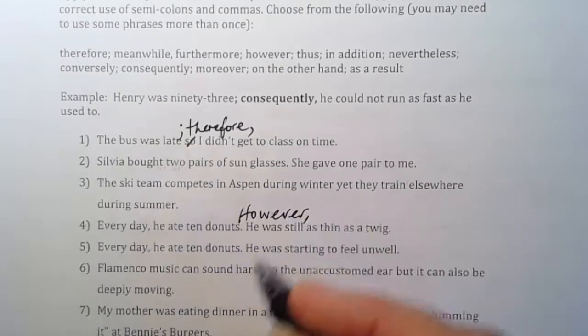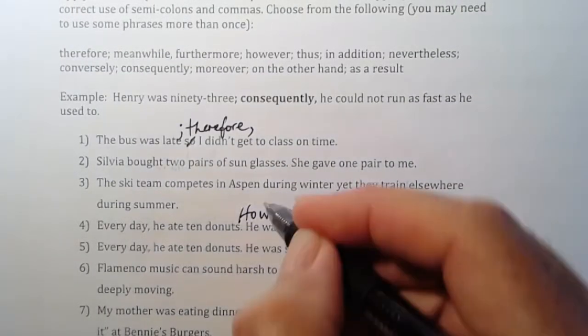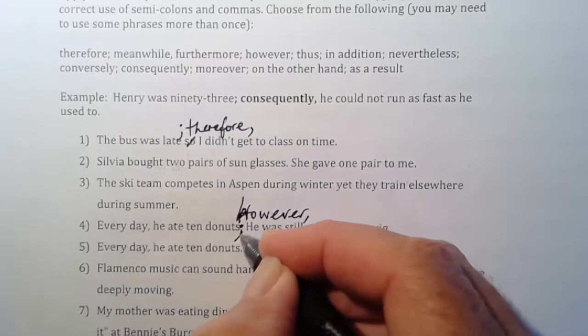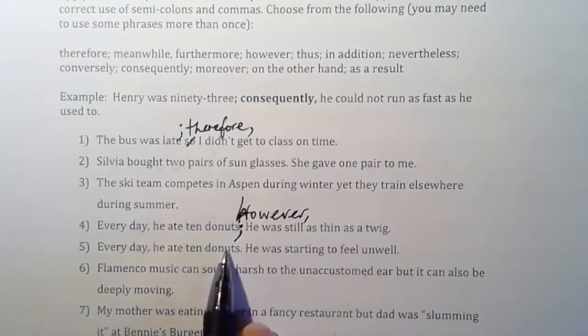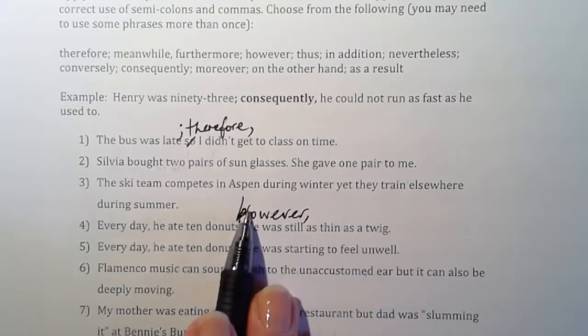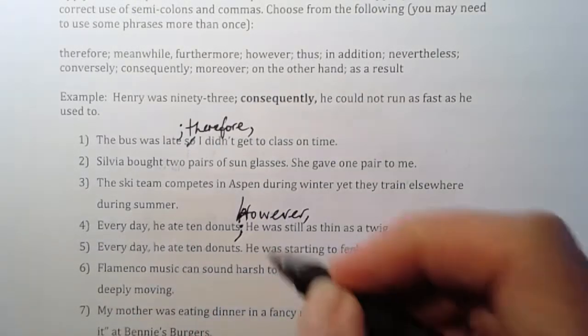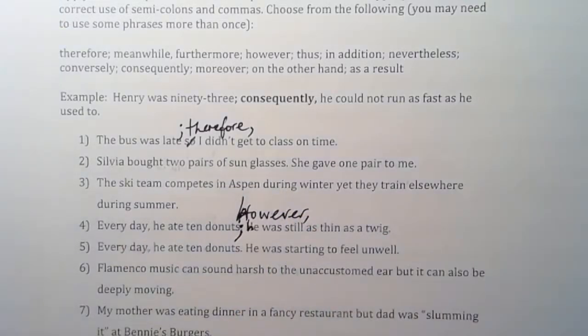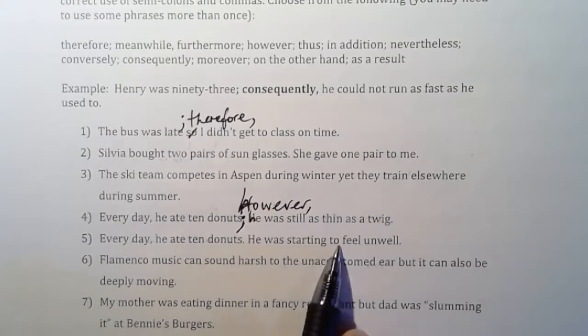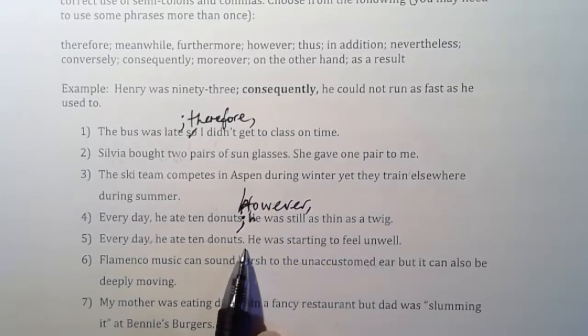Now, if we are going to join these together, this will remain a small h. And this becomes one sentence. Every day he ate 10 donuts, however, he was still as thin as a twig. And this becomes a small h. Every day he ate 10 donuts, he was starting to feel unwell. We could put so in here. Every day he ate 10 donuts, so he was starting to feel unwell.